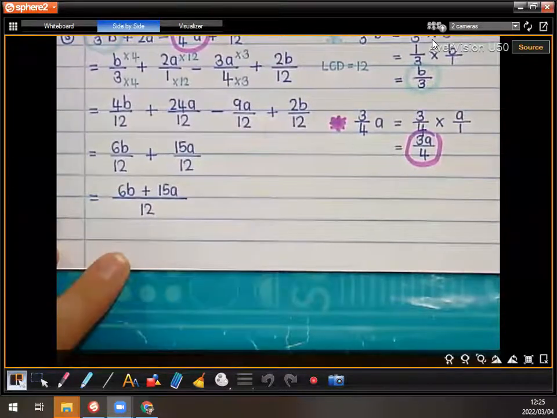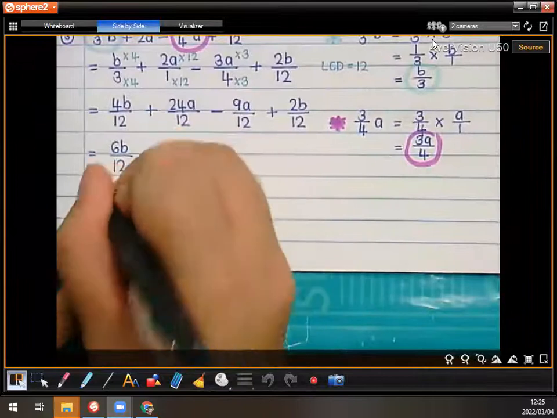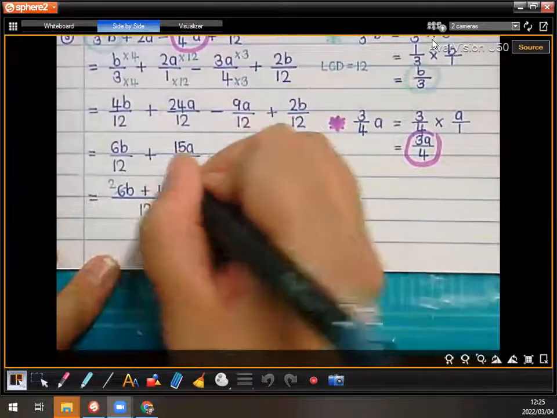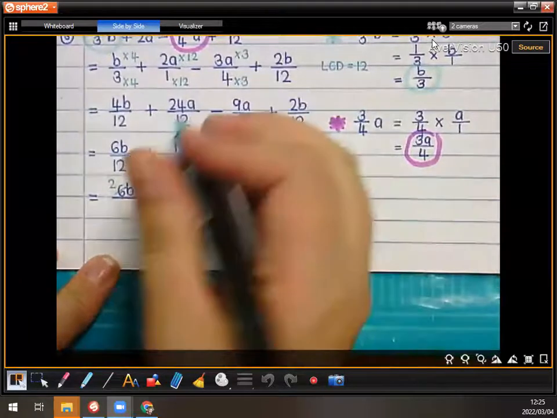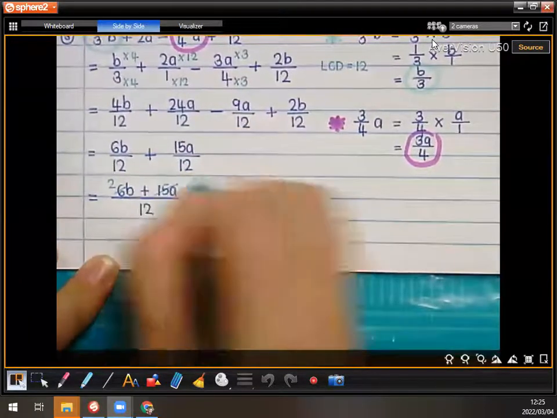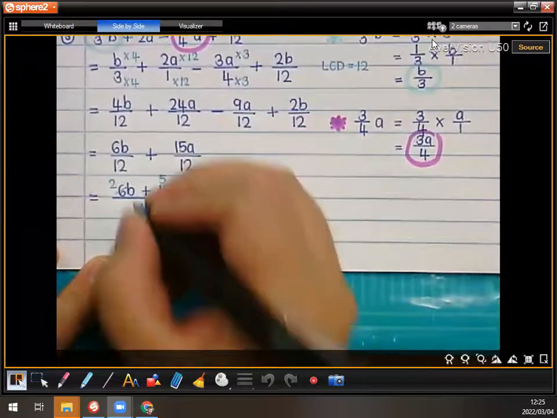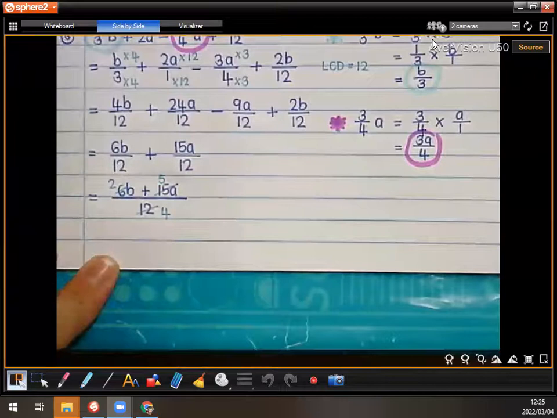All right, how many times does 3 go into 6? 6 divided by 3 is 2. 15 divided by 3 is? Oh, what am I doing? Sorry, I wrote a 3, I meant to write 5. There you go. 12 divided by 3 is 4. You have to do it with all of them.